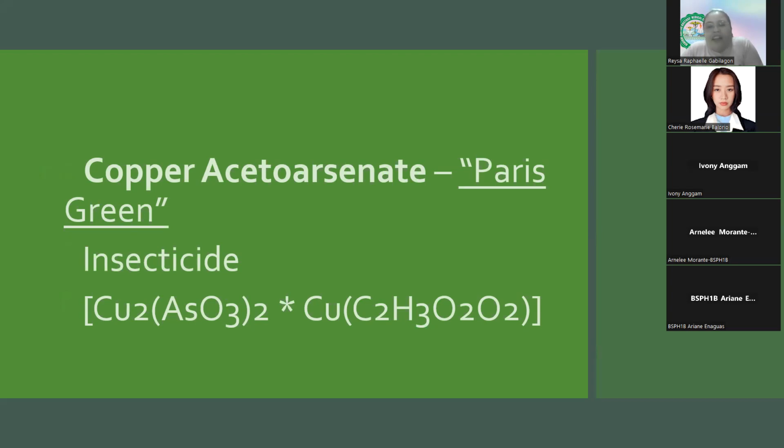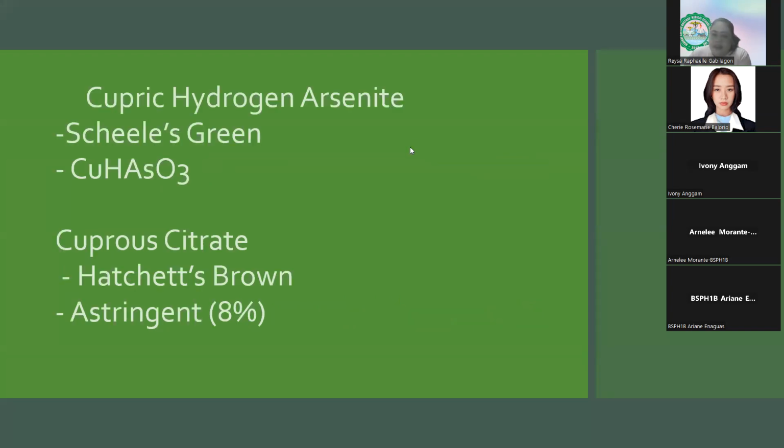Okay? But yung ibang klaseng copper are actually color green. For example, this one, the copper acetoarsenate is also known as the Paris green. Yung nasa baba, yan yung kanyang chemical formula. Pero yung gamit ni Paris green is insecticide siya. Okay? Again, it's an insecticide.